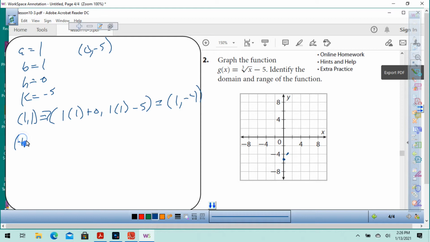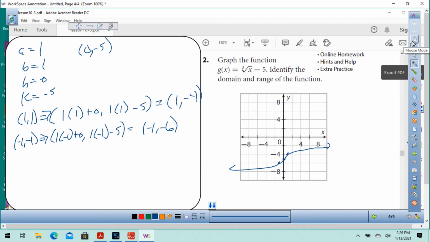And we got -1, -1. 1 times -1 plus 0, and 1 times -1 minus 5. And that's going to give us -1, -6. -1, -6 is going to be right there. And we're going to have something that looks about like this. And that's basically how we graph them.